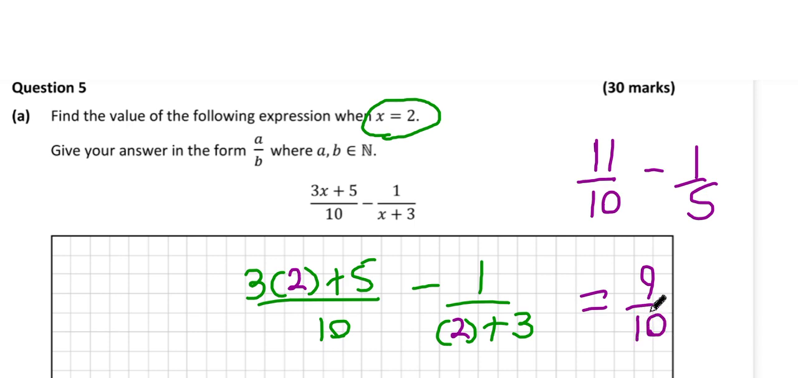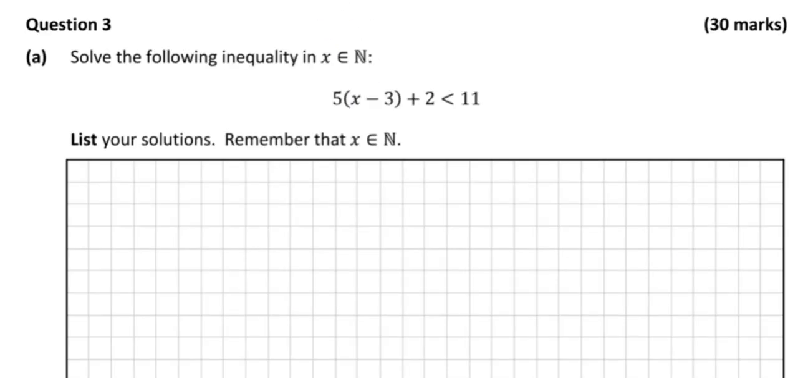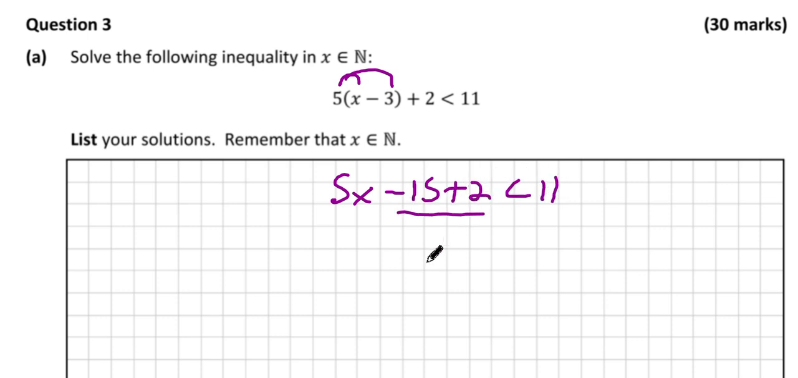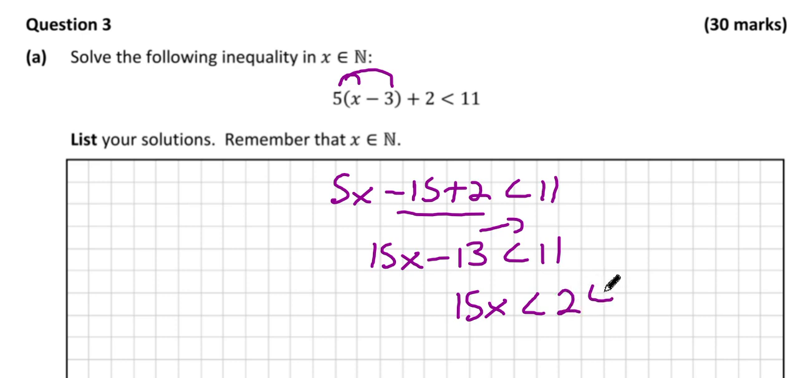Yeah, that's it. Did most of you multiply the 5 by the x minus 3? Yeah. What do you get? 5x. Yeah. Plus 2 less than 11. Now what's minus 15 plus 2? Minus 13, yeah. And then negative 13 on the left. And what happens when you move it to the right? Plus 13. So 24. Because it's going to be 11 plus 13, which is 24.